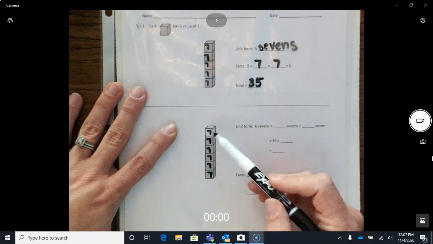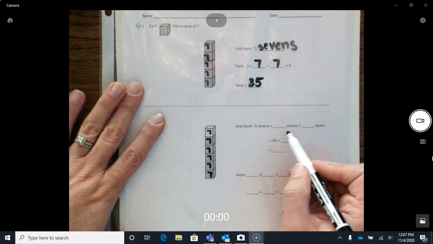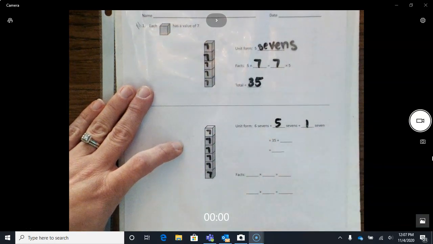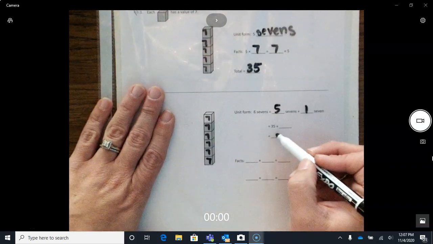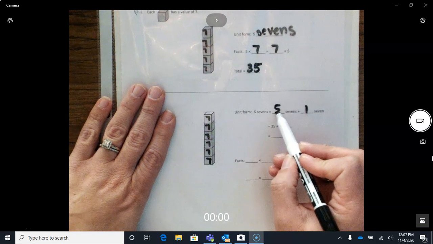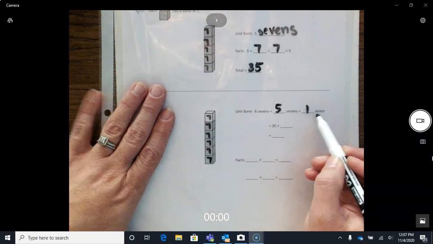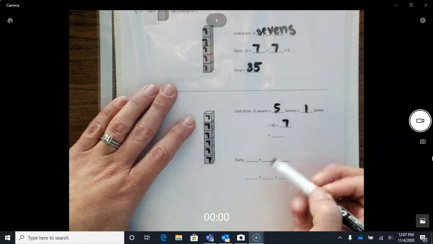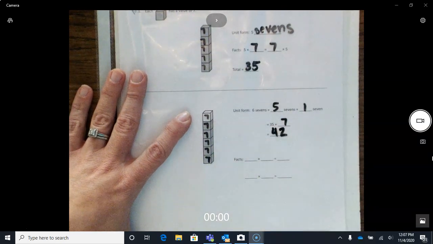All right, so now we have a total of 1, 2, 3, 4, 5, 6 7s, which is the same as 5 7s plus 1 7. So we have our 5 dark colored blocks plus our light colored block. And then it says 35 plus. So we solve for the 5 7s. And then plus, what's the value of 1 7? Yeah, it's just one block of 7, so it's just 7. And now we can add those two together, and we get 42.